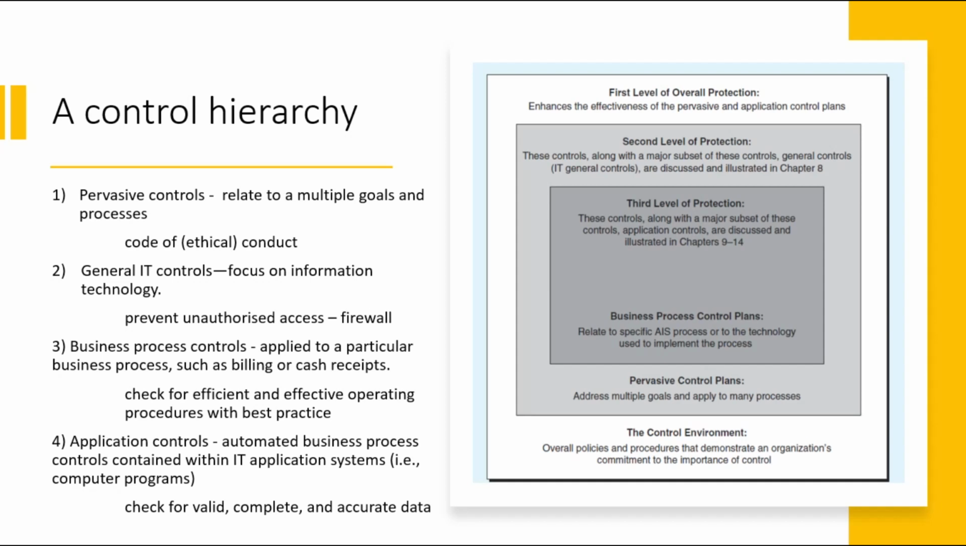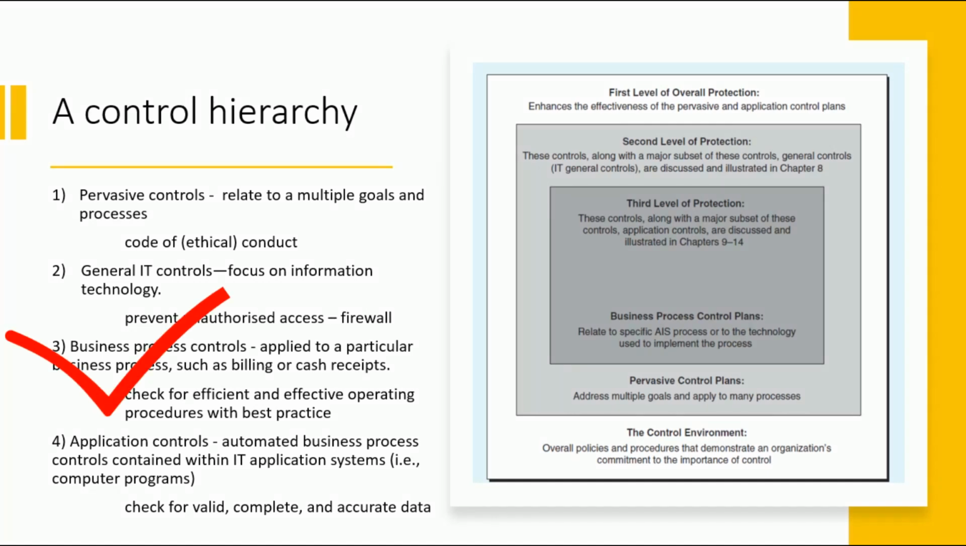A system of internal control can be arranged in a hierarchy. In this hierarchy, the first one is pervasive controls. These internal controls relate to multiple goals and processes. An example is a code of conduct that's required of staff members. Second is the general IT, information technology control, that focuses on information technology. An example is to prevent unauthorized access through passwords and firewall.